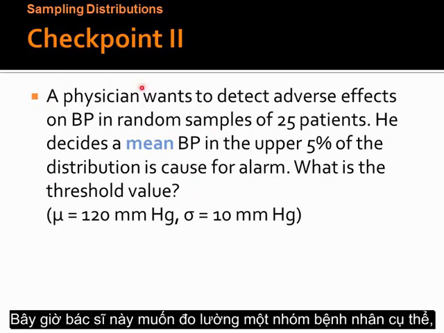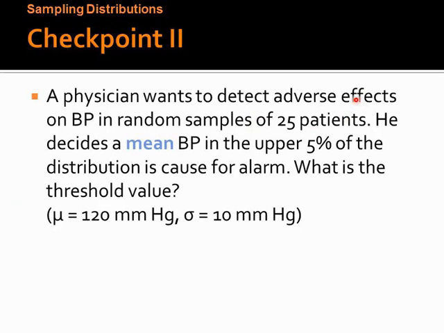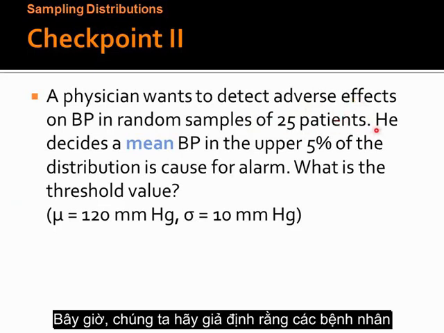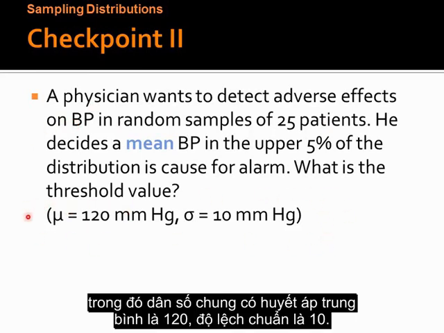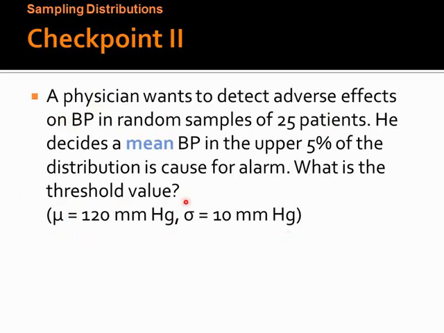Now this physician wants to measure a particular group of patients. Let's assume for now that the patients, possibly in normal conditions, would follow blood pressure similar to that of the general population, which is given here. Same as the previous question, where in the general population your mean blood pressure is 120, standard deviation is 10.